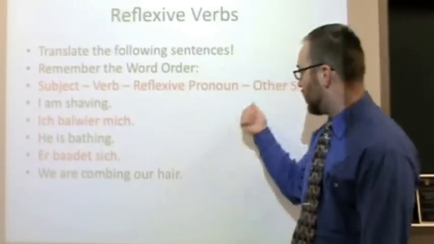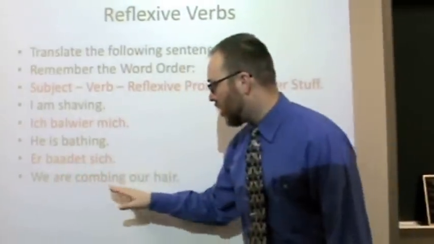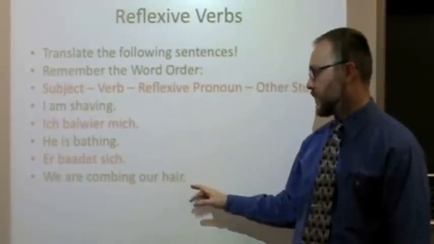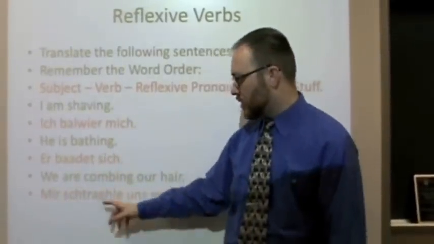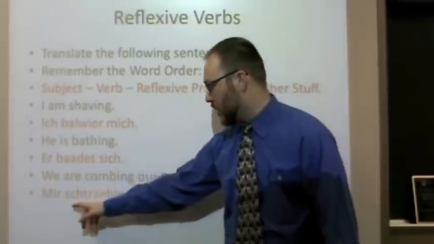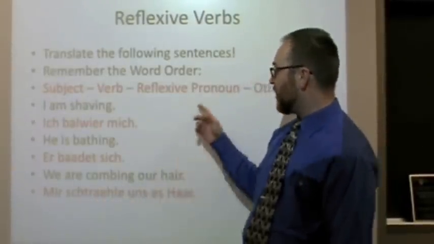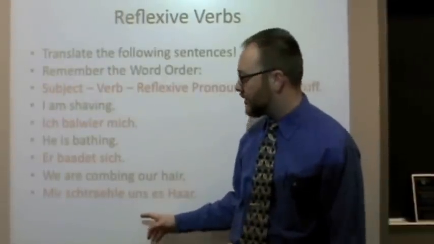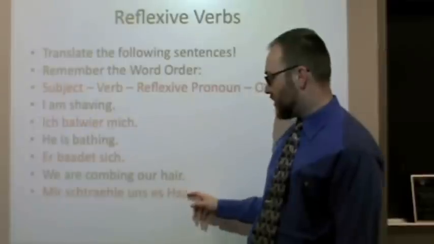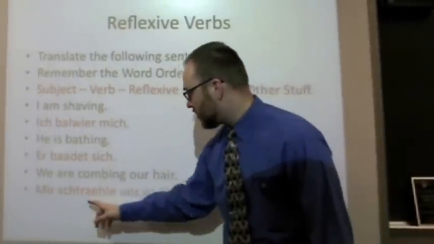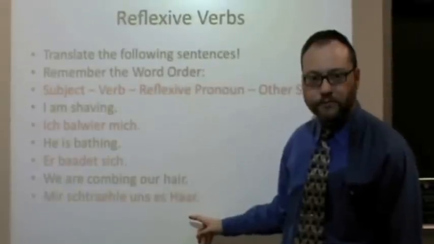Now here's one where we do have some other stuff. We are combing our hair. Subject, mir, for we. The verb is sich strelen, so strelen. Now we need our reflexive pronoun. You look at your chart, the reflexive pronoun for mir is uns, and then the other stuff, es Haar. Wir strelen uns es Haar. Okay?